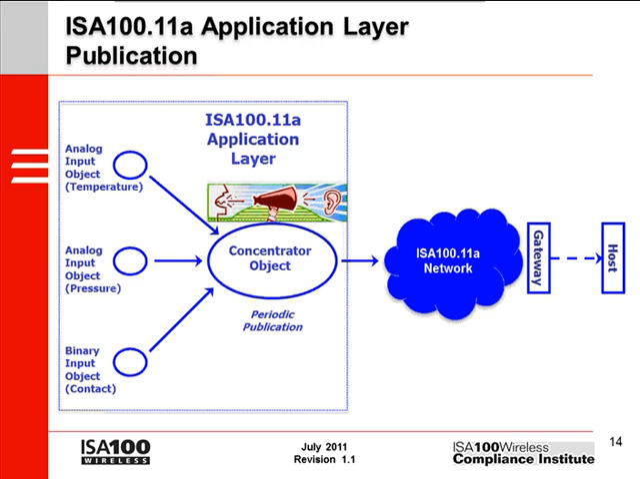These basic objects, analog input and binary input, are fully defined by the ISA100 standard. Analog inputs in ISA100 are sometimes compared to 4 to 20 milliamp, very simple, but also very useful. As an example, this diagram shows a concentrator object that publishes temperature as an analog input, pressure as an analog input, and a contact as a binary input. These readings are packaged together by the concentrator object and published periodically. This publication is received by a dispersion object in the gateway, and from there it is forwarded to one or more hosts. The ISA100 standard describes all of this in exact detail.